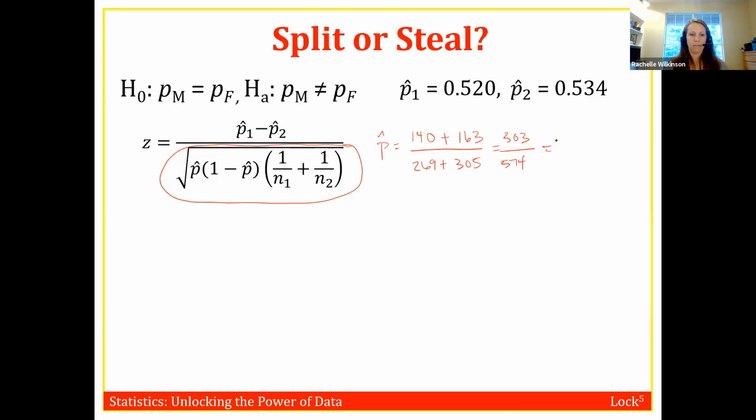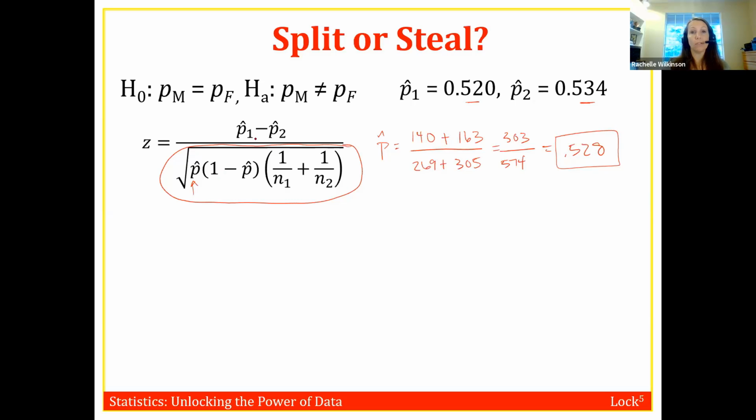So 303 divided by 574 is equal to 0.528. So 0.528 is my pooled proportion. And notice that your pooled proportion is always going to be somewhere in between p1 hat and p2 hat all the time. If I was going to do this formula over here, that's the number that I would use in place of p hat here. I would use that pooled proportion.